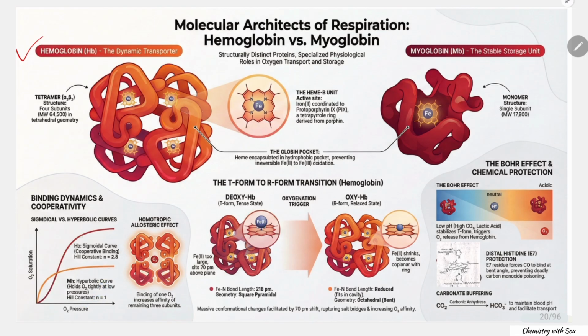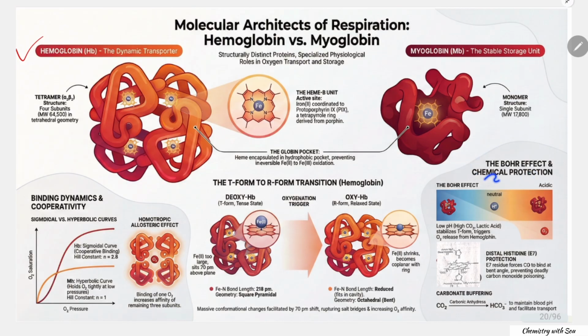The cooperativity effect means that suppose there are 4 units of iron, porphyrin and globin chain in the hemoglobin. If one binds first, then it will help the other units to bind faster. So this is a homotropic allosteric effect. Binding of one oxygen will increase the affinity of the remaining 3 subunits to bind faster.